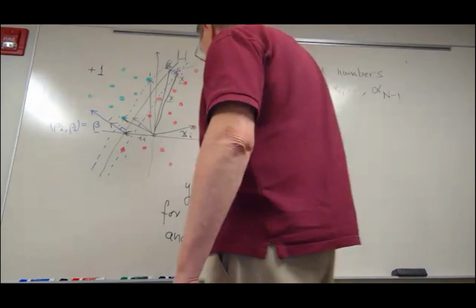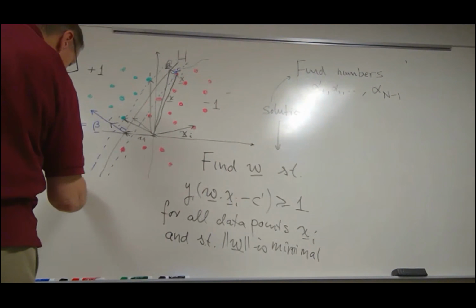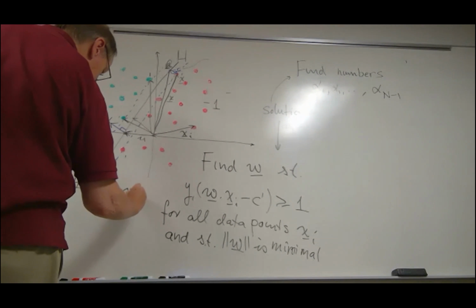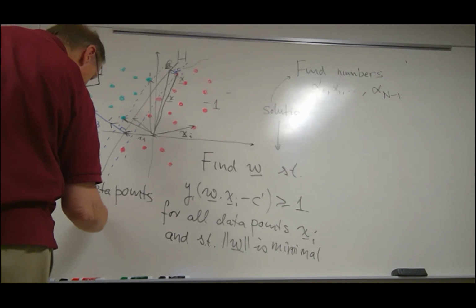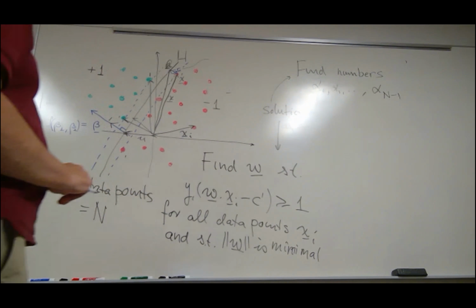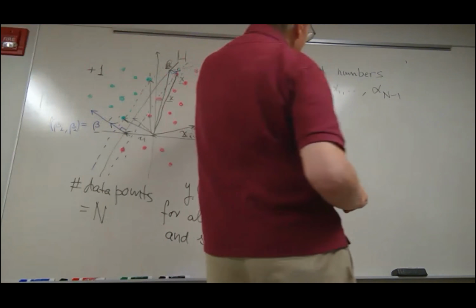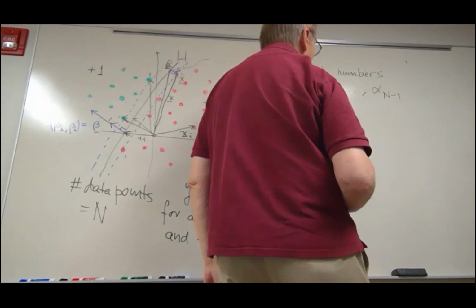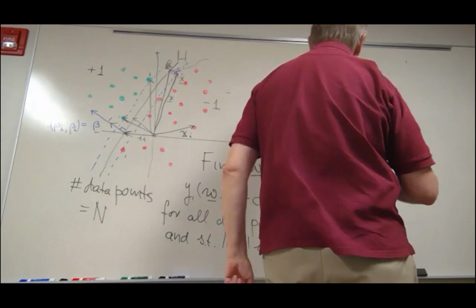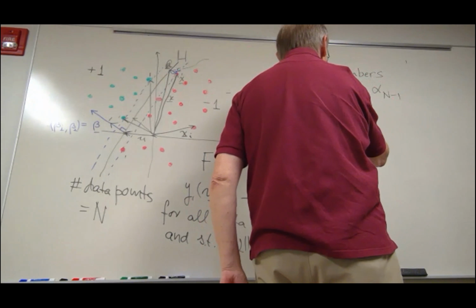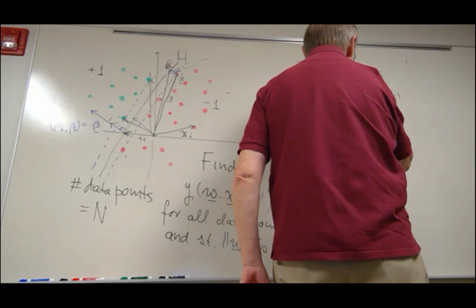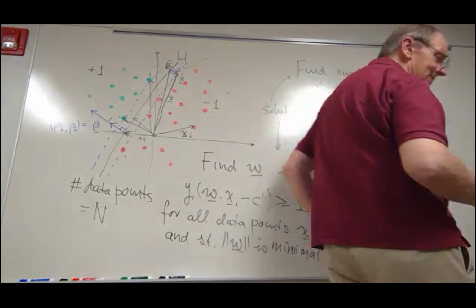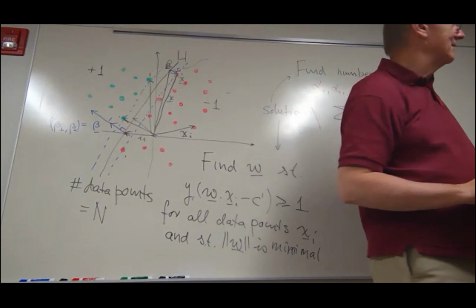So there are a number of data points, capital N. So the dual problem is to find numbers alpha 0 up to alpha n minus 1 that maximizes the sum of the alpha i minus, or is it, I can't remember, it's minus or plus.